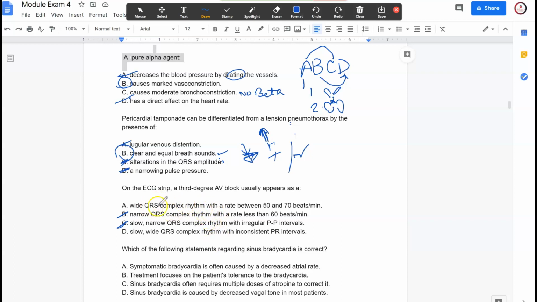Now, is your QRS complex going to be at a rate between 50 and 70? Again, here's a picture again, SA, AV. If it's coming from below the AV junction, it's going to be 40 to 60. 50 to 70 means it's above the AV node, which means it's not third degree heart block, because this is where your block is. Best answer is slow wide QRS complex with inconsistent PR intervals, because remember, the P waves and the QRSs are no longer married.